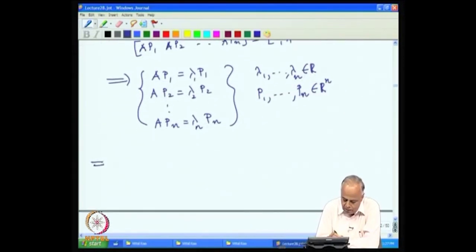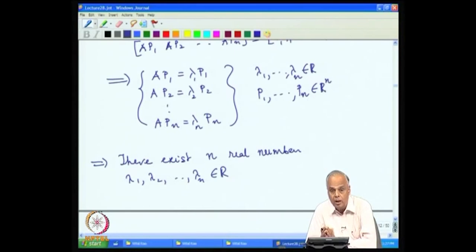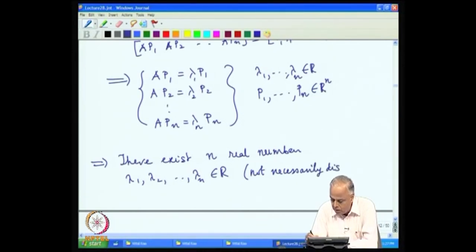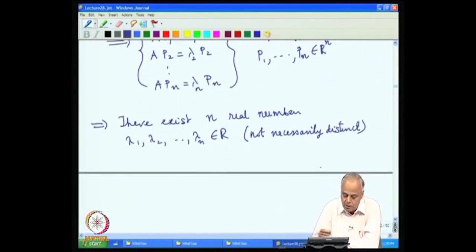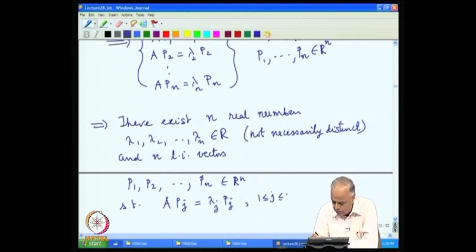Hence, we get that this implies there exist n real numbers lambda 1, lambda 2, lambda n. Now, notice that these are only the entries in the diagonal matrix. There is no compulsion that the same entry should not repeat or anything like that. So, these need not be necessarily distinct. They may be different numbers or some numbers may be repeating, it does not matter, they are all real numbers. And n linearly independent vectors p 1, p 2, p n in R n such that A p j equal to lambda j p j, 1 less than or equal to j less than or equal to n.